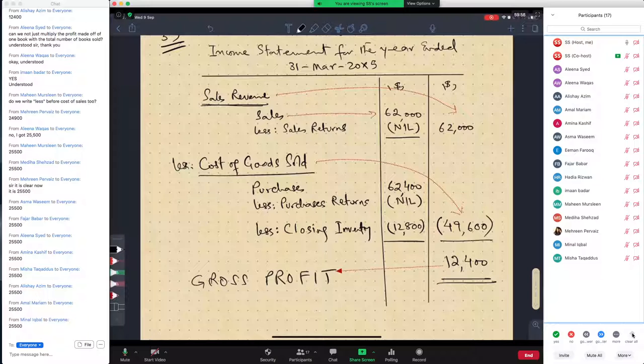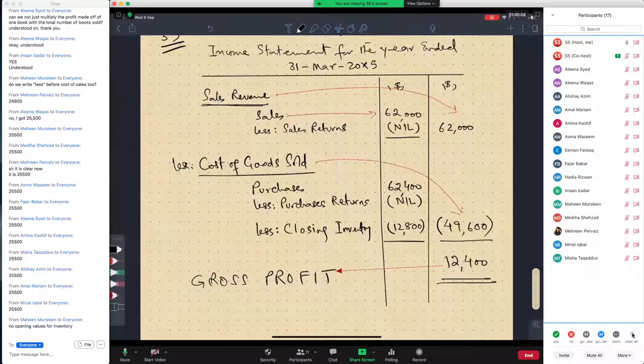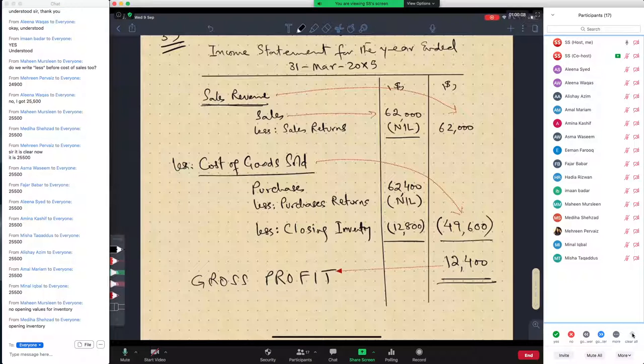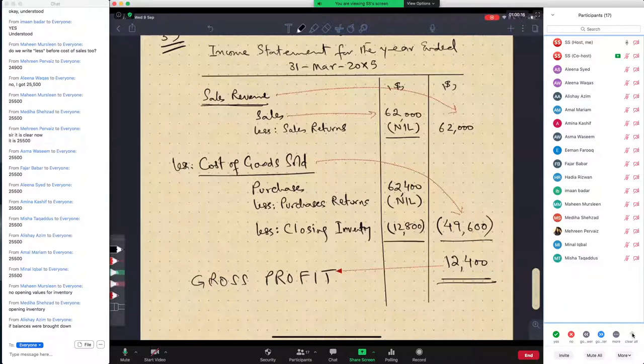So how do we know if we are dealing with the first year in trading or second year or any subsequent year in the life of a business? So O-level accounting students, can you tell me? There is no opening value, no opening inventory, Madiha Shahzad. Opening value, Maheen Marceline. Excellent, Maheen. Excellent, Madiha. Right. Let me explain what Maheen and Madiha mentioned and Alisha.